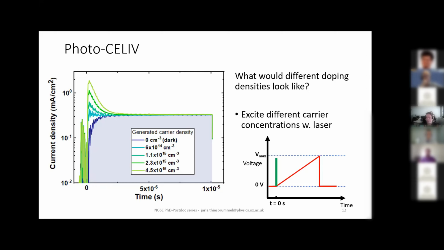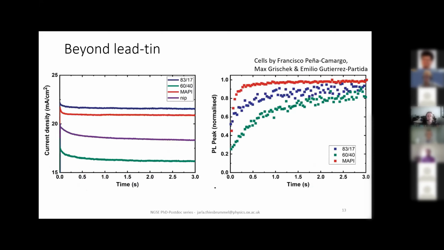Now, of course, there is one important question remaining: this is for lead-tin, but what about purely lead-based perovskites? Is this loss mechanism that we've observed inherent to lead-tin perovskites, or is it actually just a general loss mechanism for perovskites? So in order to figure this out, we performed the same measurements, but on purely lead-based perovskites.